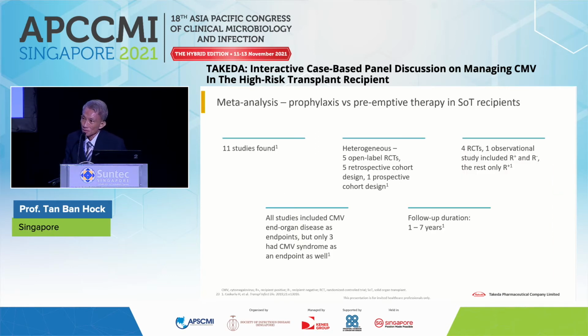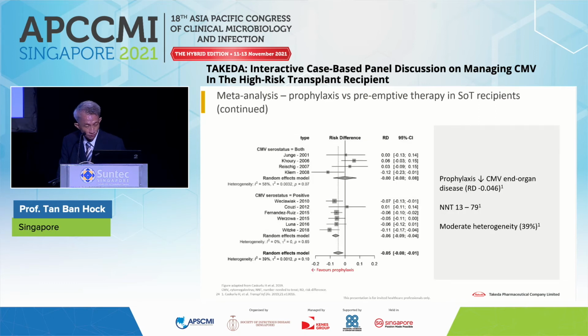So other people have also done another meta-analysis. This is more recent, trying to look at the direct comparison studies, right? So they found that the field was heterogeneous. There were 5 open label RCTs, 5 retrospective cohorts, and 1 prospective cohort design. Quite a lot of heterogeneity, as you can see here. All studies included CMV and organ disease as endpoints, but not all included the CMV syndrome. And the duration of follow-up was also very variable.